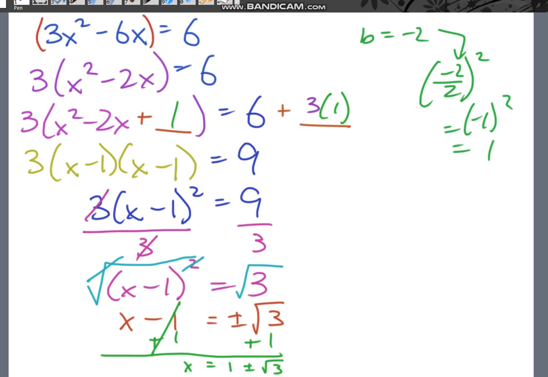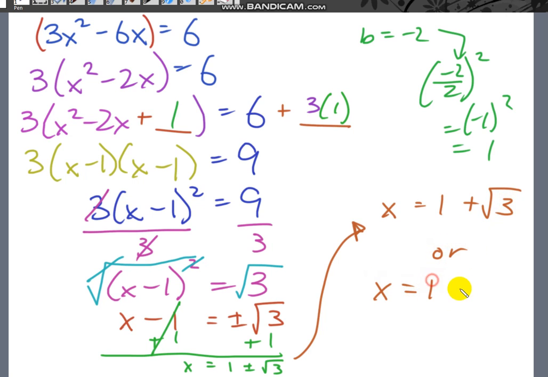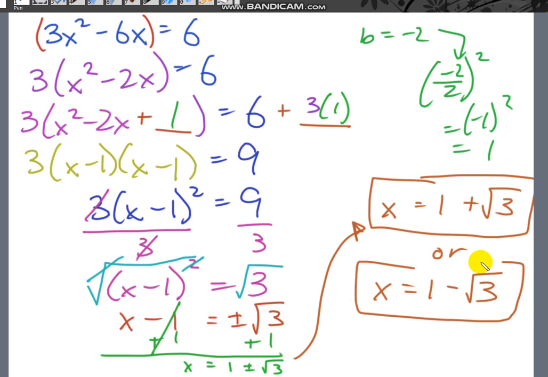So if I were to just write everything on the side here, basically this is x equals 1 plus square root of 3, or x equals 1 minus square root of 3. All right. And that, if you're wondering, basically summarizes everything that I've gone over. Right. And that is it.